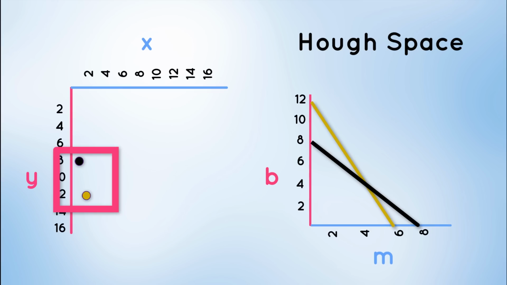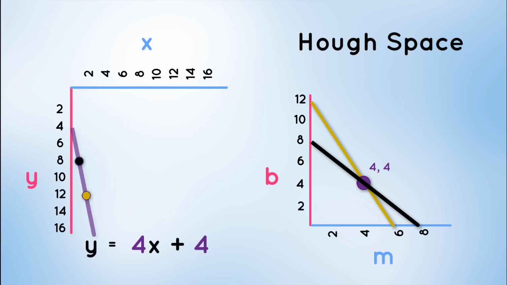As previously mentioned, there are many possible lines that can cross each point individually, each line with different slope and y-intercept values. However, there is one line that is consistent with both points. We can determine that by looking at the point of intersection in Hough space, because that point of intersection represents the m and b values of a line consistent with crossing both of our points, which in this case has slope and y-intercept of 4.